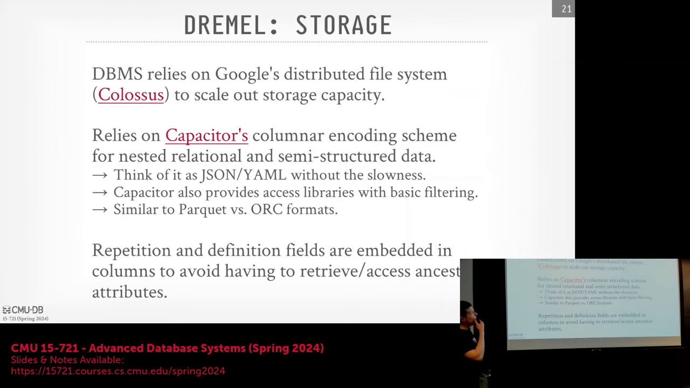So as I said before, they were going to rely on an internal distributed file system called Colossus. Originally, we started off with GFS, but then they switched to Colossus to do scale-out storage. Again, just think of it like an object store, like S3 and other ones we've talked about. And the idea is that this is an external service to the database system. You just let them manage all the storage for us.